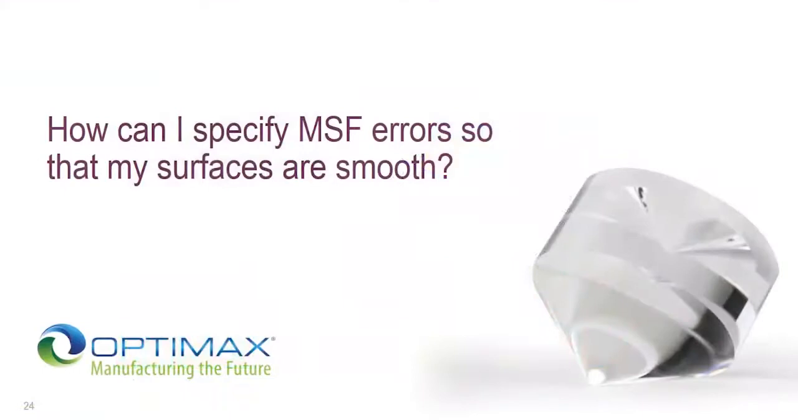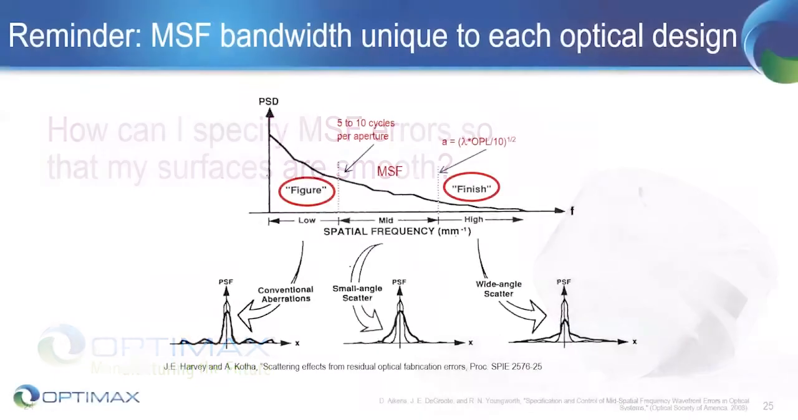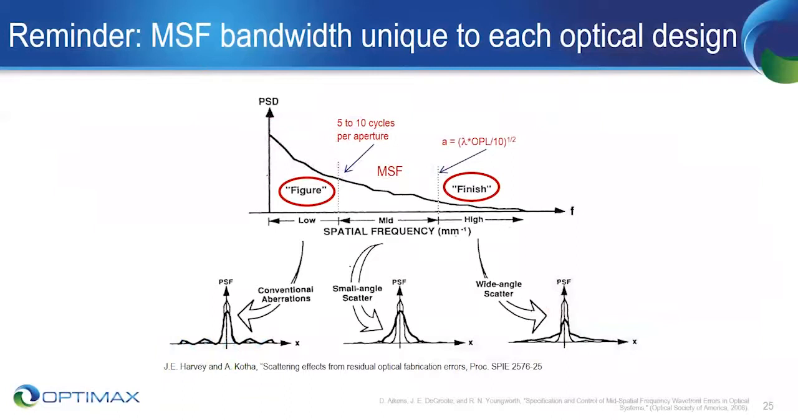So what do we do to specify them? What should you communicate to a fabricator to specify your surfaces? Again, a reminder: the mid-spatial frequency bandwidth is unique to each optical design.